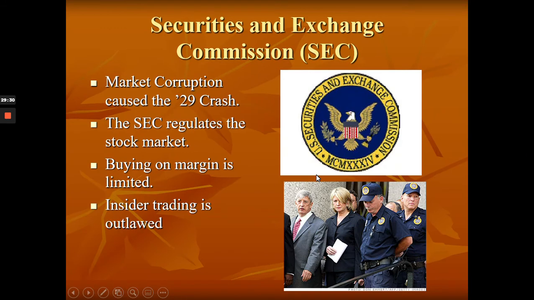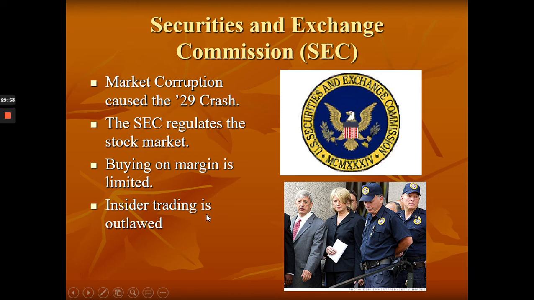Okay. The SEC, I haven't seen this on the test yet, but it's on the list. Because there was so much corruption in the stock market, the federal government watches the stock market and makes sure that you are not breaking laws. First of all, buying on margin is now limited. Buying stocks on credit is now limited.